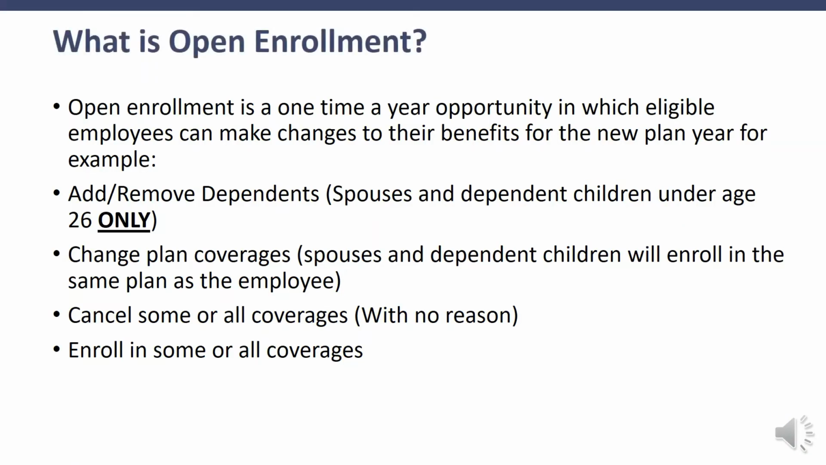What is open enrollment? Open enrollment is a one-time-a-year opportunity in which eligible employees can make changes to their benefits for the new plan year. For example, you can add or remove dependents, spouses, and dependent children under the age of 26. You can change plan coverages. You can cancel some or all coverages. You can enroll in some or all coverages.